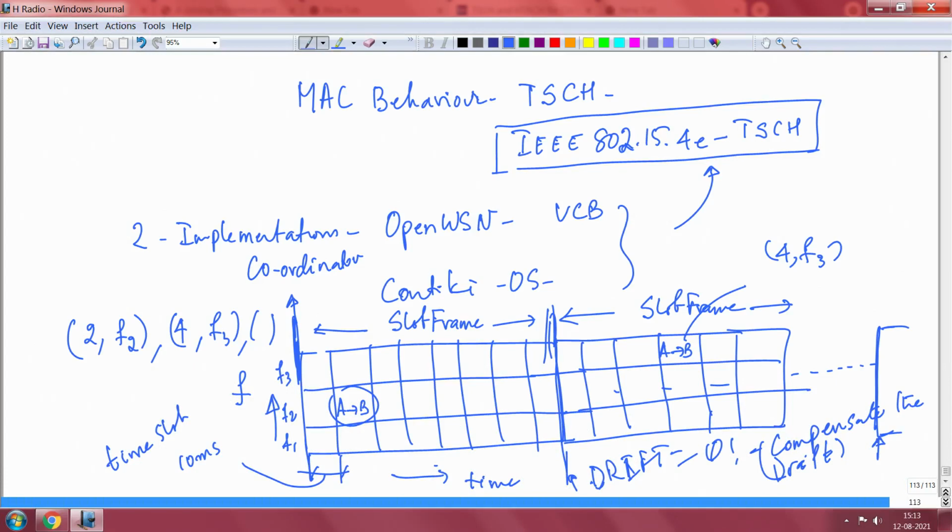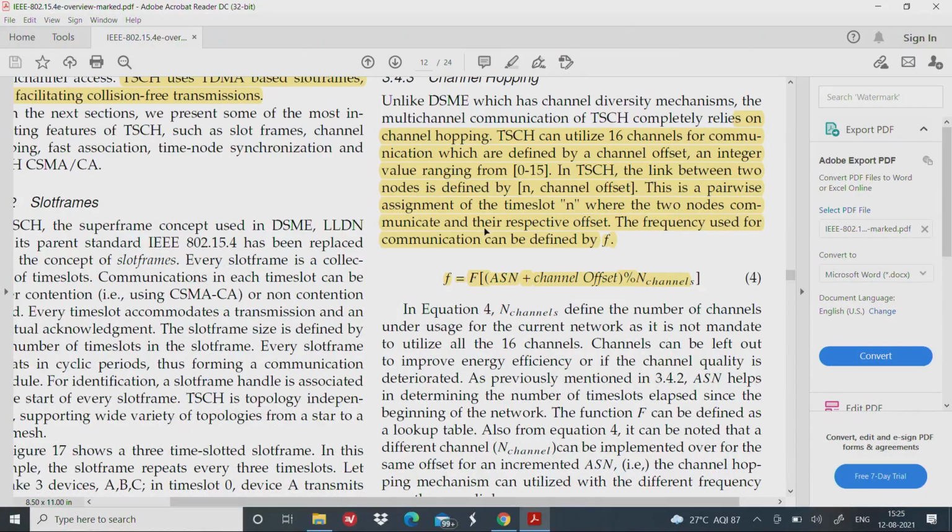This is a pairwise assignment: A and B form a pair, and this is the pairwise assignment of the time slot n, where the two nodes communicate and their respective offset. The frequency used for communication can be defined by this expression, in which f is defined by this expression. Kindly note that this is how the whole system computes.